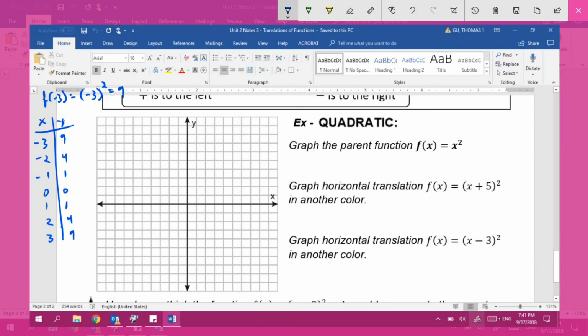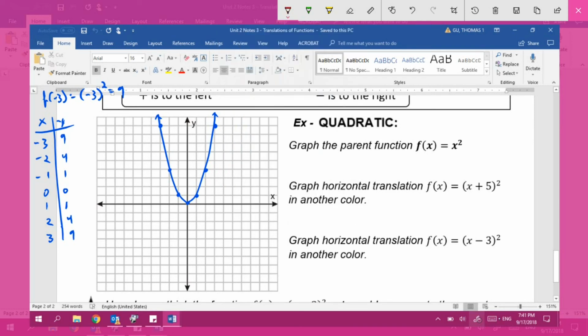So let's graph those points: (-3, 9), (-2, 4), (-1, 1), (0, 0), (1, 1), (2, 4), and (3, 9). So you should get a parabola. All right, that's the parent function. So now let's graph, and we're going to do this mathematically.